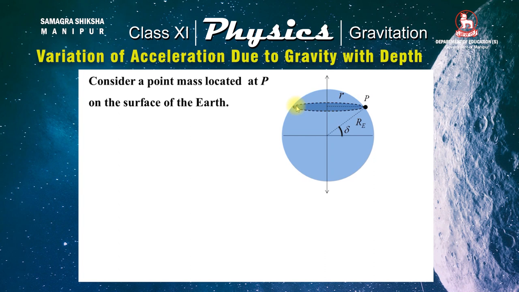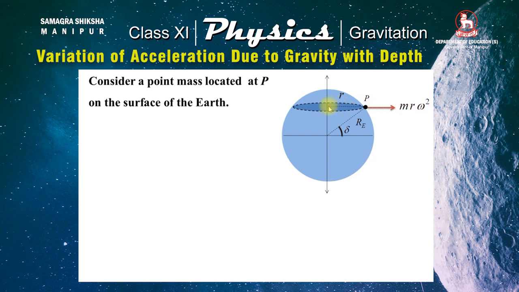So this will be the motion of the particle when the earth rotates about its axis. There would be a centrifugal force acting outward on the object. The centrifugal force is m r omega square, where m is the mass of this point mass.